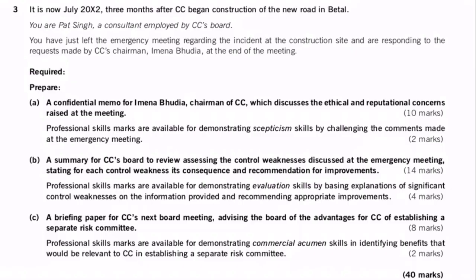Let's have a look at question 3 in more detail. This was the longest question on the examination, giving 40 marks, and I'm going to break each question into A, B and C. The first one asked us to discuss ethical and reputational concerns raised at the meeting for 10 marks. Second one was a summary reviewing control weaknesses, and for each weakness talking about consequence and recommendation for improvement. That gave 14 marks. And then the final one was a briefing paper talking about the advantages of establishing a separate risk committee for 8 marks.